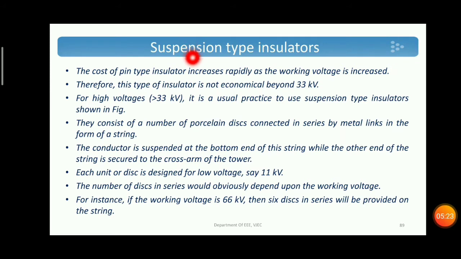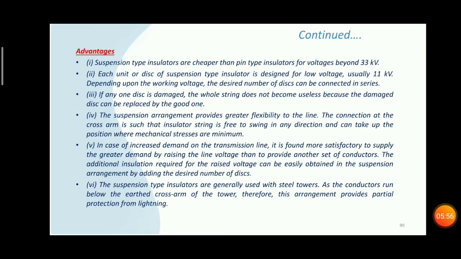Next type of insulator is the suspension type insulator. A pin type insulator is used when the working voltage is below 33 kV. If it is used above 33 kV, the size is very large and it will be uneconomical. So, for high voltages above 33 kV, suspension type insulators are used. It consists of a number of discs connected in series by metal links in the form of a string. A number of strings are used.